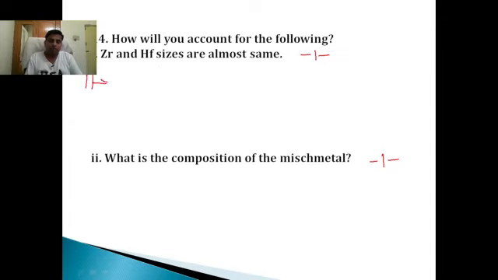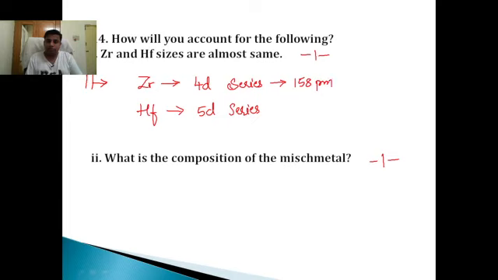Why? Please remember, zirconium is a 4D series element, whereas hafnium is a 5D series element. The atomic size of zirconium is almost 158 picometer, whereas the atomic size of hafnium is almost 160 picometer. Just look at here, they almost have the same atomic radii.